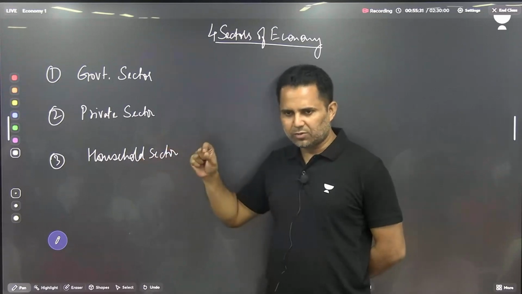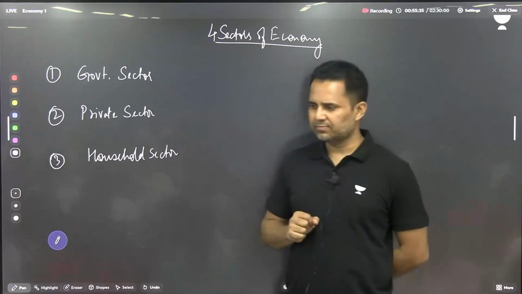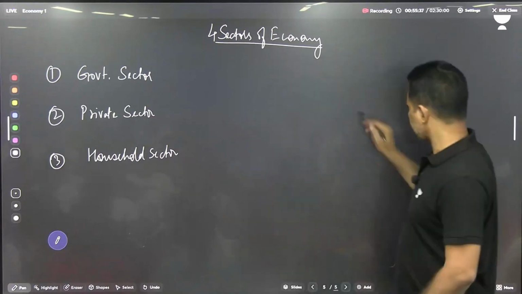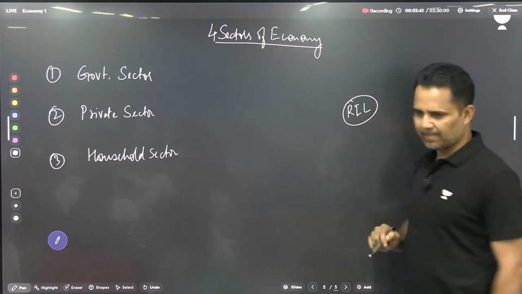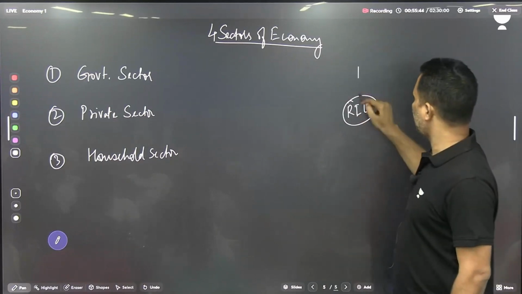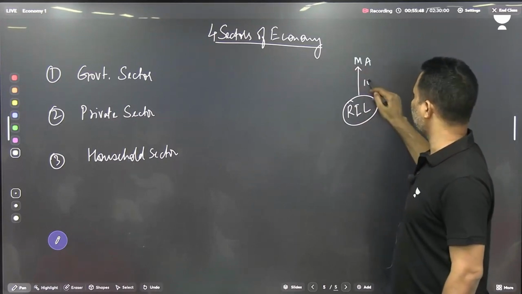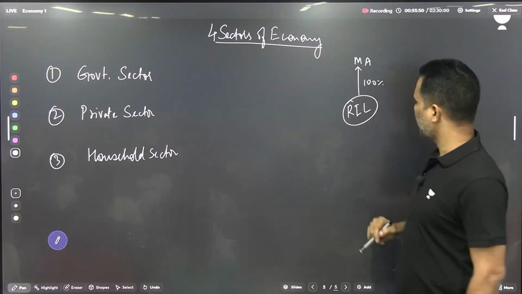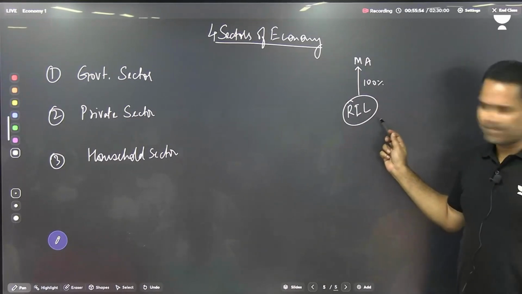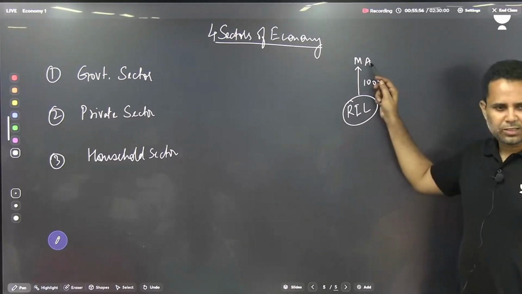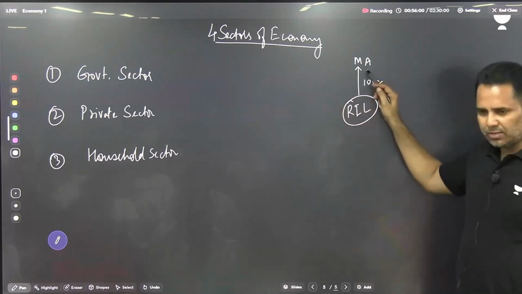All the companies owned by government belong to government. For example, this is Reliance Industries Limited. Let's say Mukesh Ambani owns this 100%. RIL belongs to which sector? Private sector. Mukesh Ambani belongs to which sector? Household sector, because he is a human being.